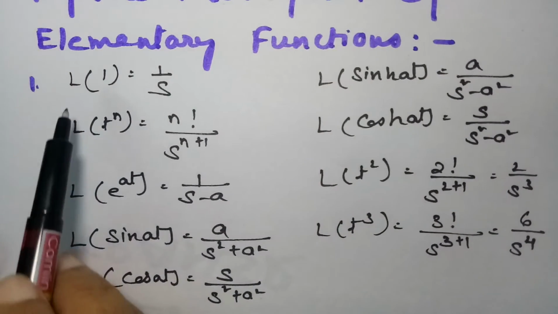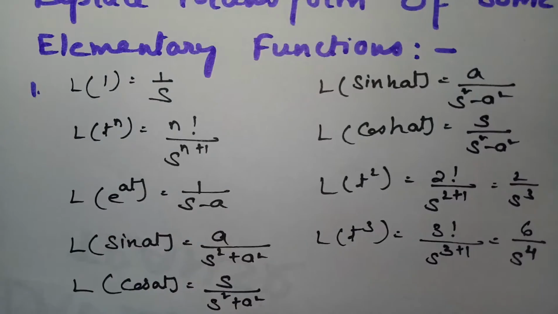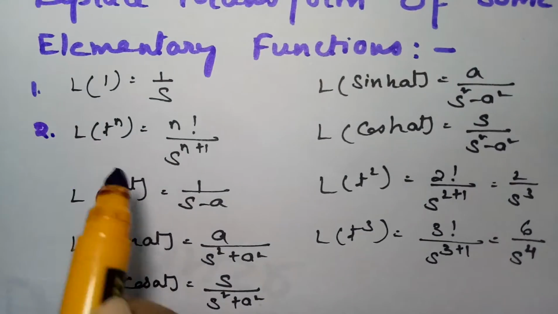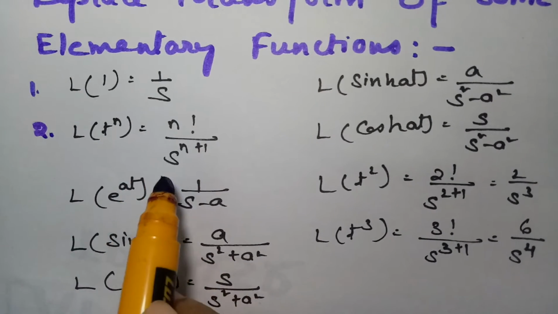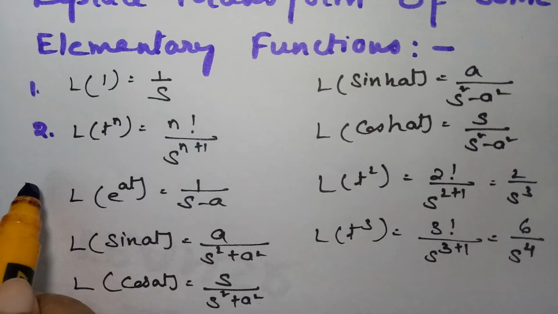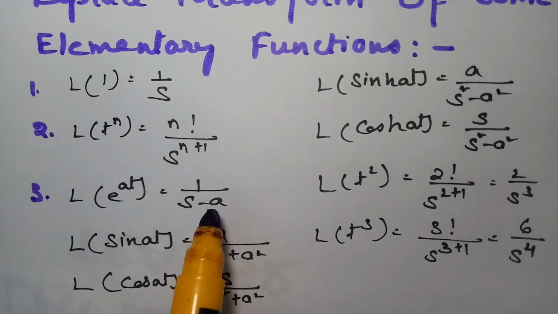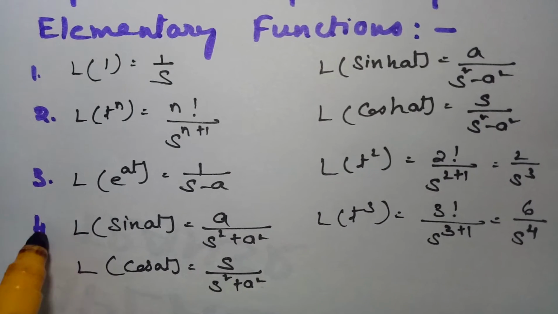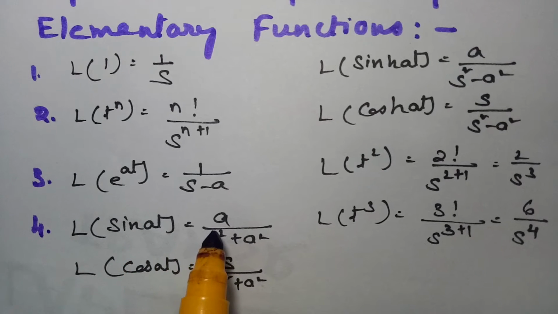So once again I am telling you, Laplace transformation of 1 is equal to 1 by s. This you have to practice. Laplace transformation of t power n is equal to n factorial by s power n plus 1, and Laplace transformation of e power at is equal to 1 by s minus a. See here, Laplace transformation of sin at is equal to, for sine always the numerator will be a and the denominator is s square plus a square.